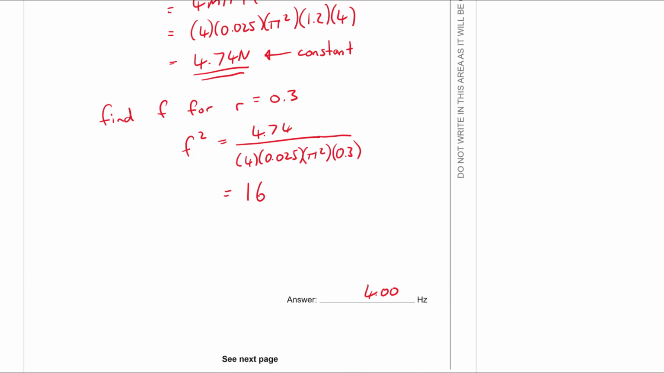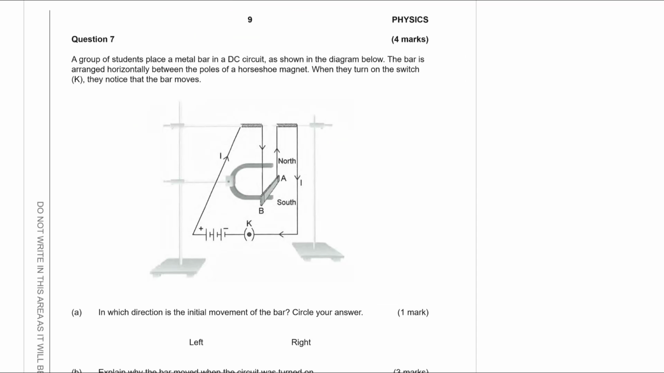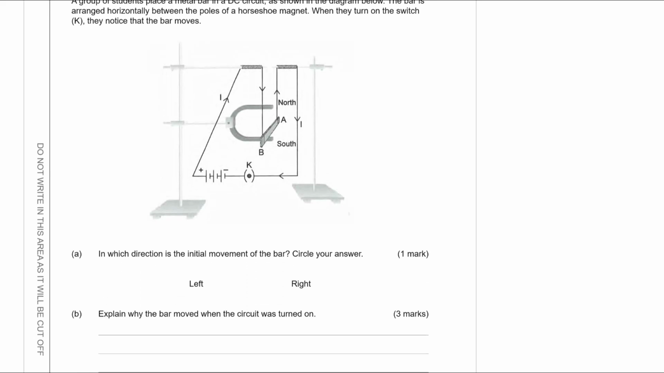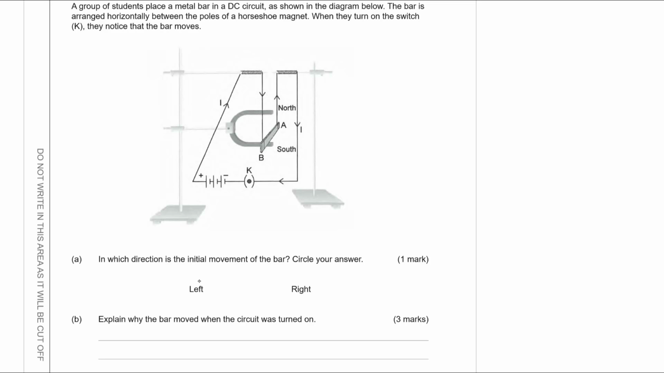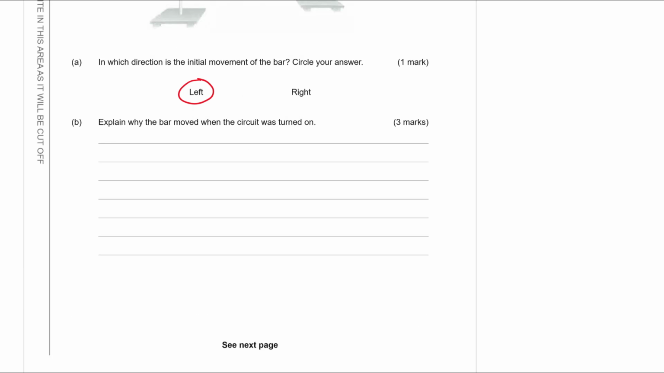And there you go. Question 7 is a more conceptual one where you've got a conductive bar here where the current is going to be traveling around this way and then going from B to A, so into the page. So if you've got the current going into the page, that's the direction of your thumb, and you've got the field that goes from north to south, so downwards, then what you'll end up with is a palm that is facing to the left. So for the first question, it's asking for the initial direction of the bar, that would be to the left. And then the question asks, explain why the bar moved.